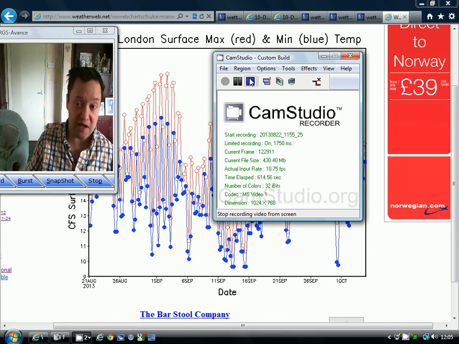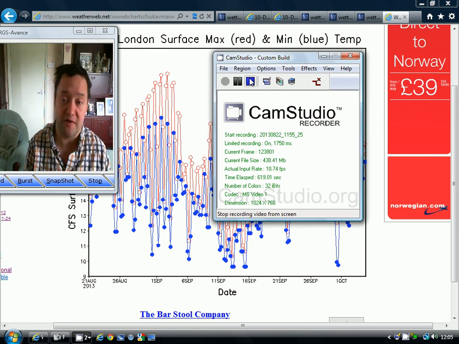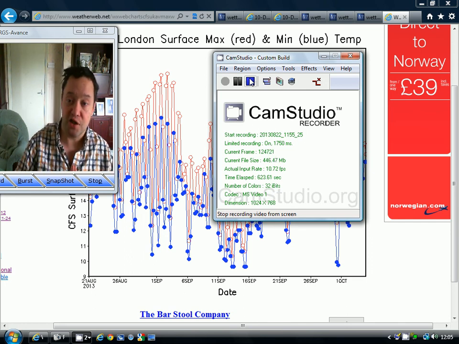Very speculative, but we'll have a look at September in more detail tomorrow, because we'll be having the updates of the JMA and Beijing Climate Centre models. So we'll be looking at September in a little bit more detail tomorrow.